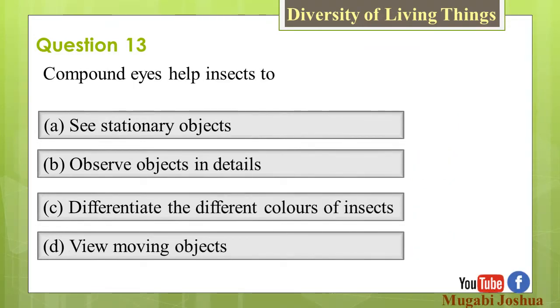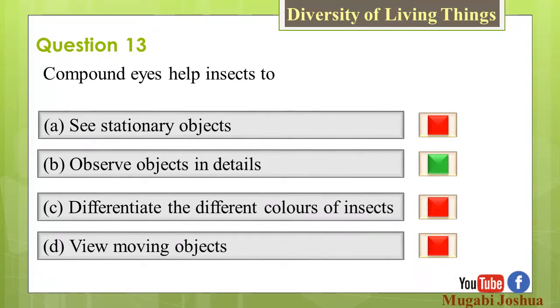Question 13. Compound eyes help insects to A. See stationary objects. B. Observe objects in details. C. Differentiate the different colors of insects. D. View moving objects. Which one is the correct alternative? The correct alternative is B. Observe objects in details.